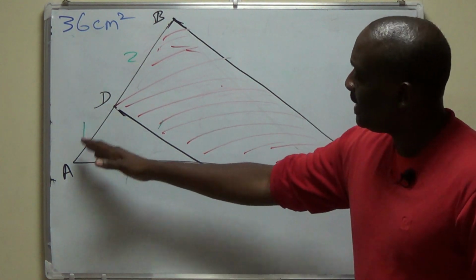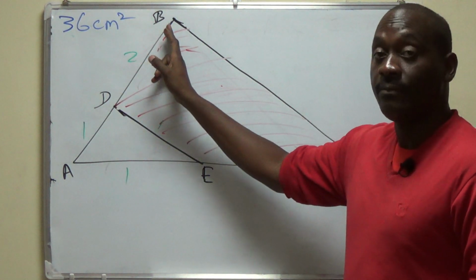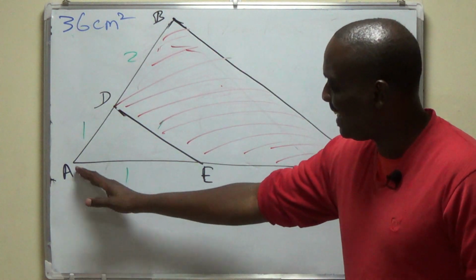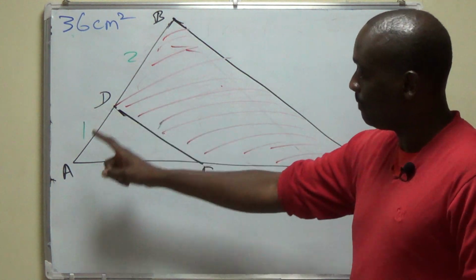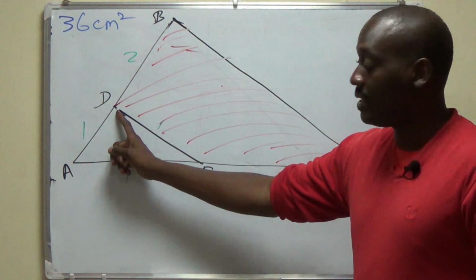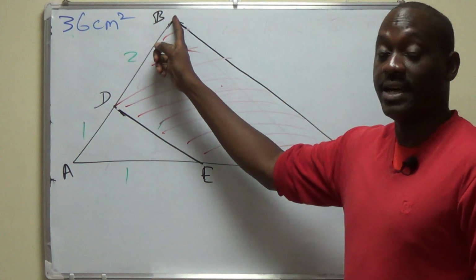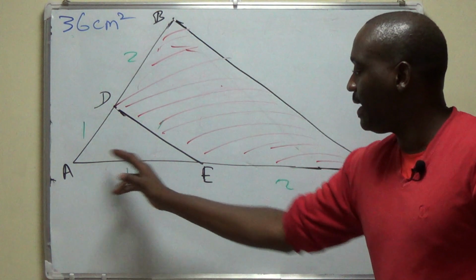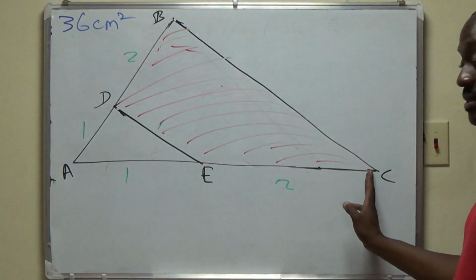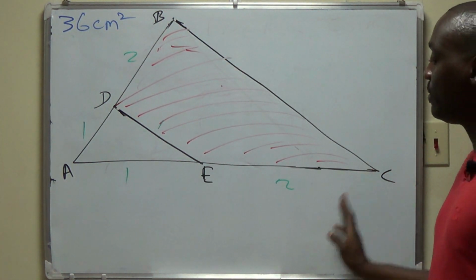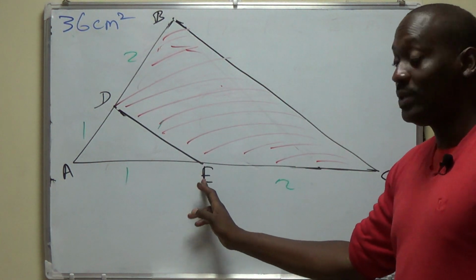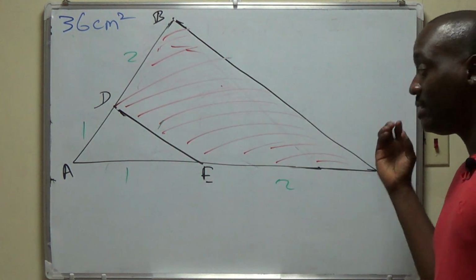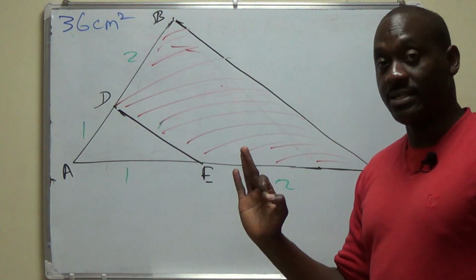The ratio of AD to DB is not to be confused with the ratio of AD to AB. AD is the side of the small triangle, AB is the side of the big triangle. Same story down here. The ratio of AE to EC is not to be confused with the ratio of AE, which is the side of the small triangle, to AC, which is the corresponding side of the larger triangle.